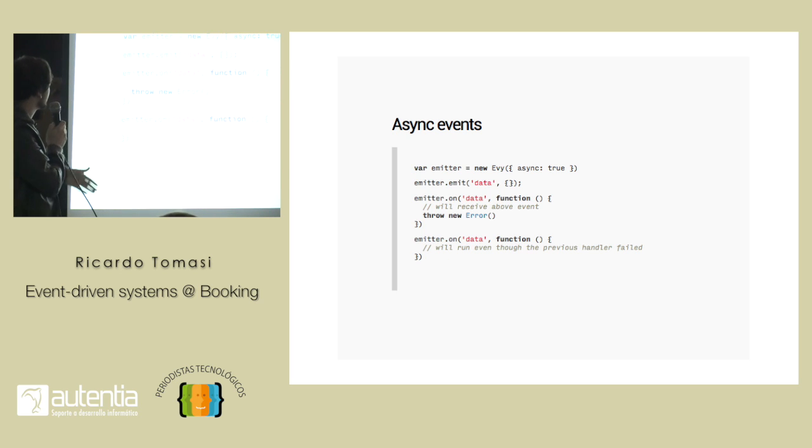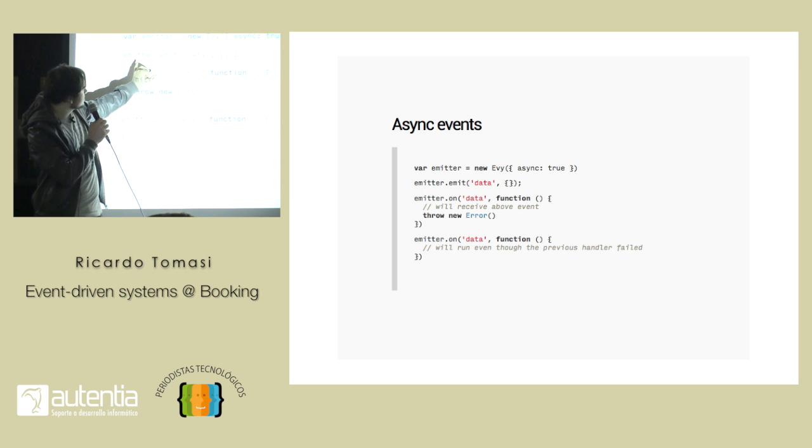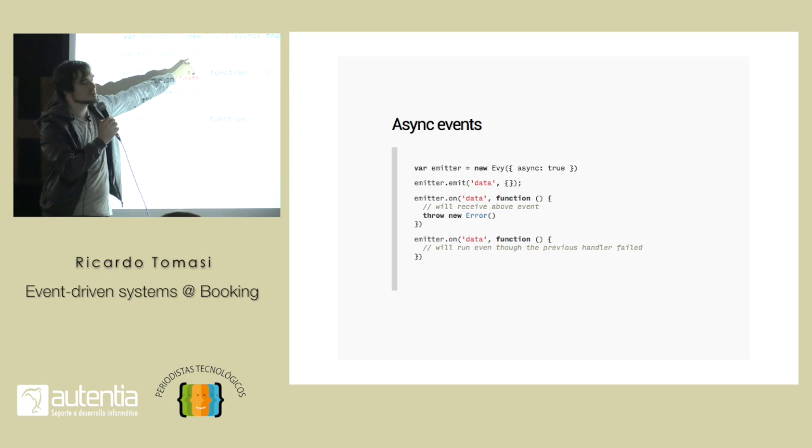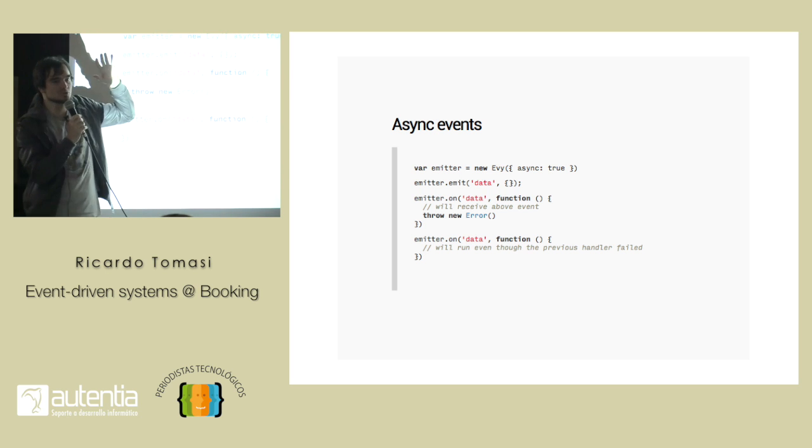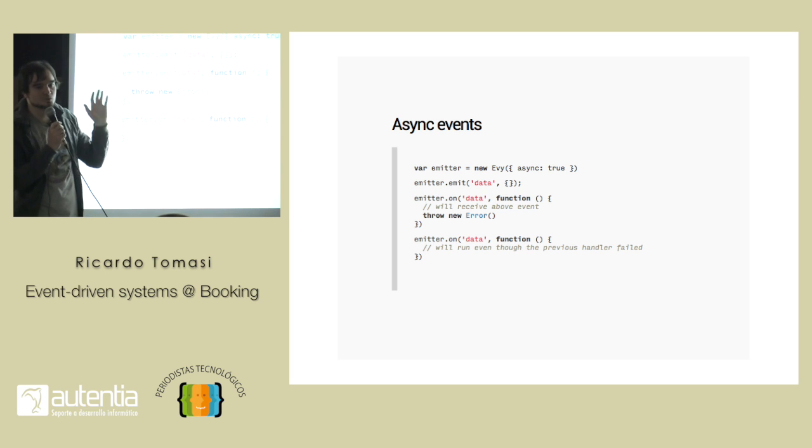And as I mentioned, we also have async events. So this gives us two things. One is the errors I mentioned. The second one is if you do this, so you send an event called data, and later on you listen for the data event. Usually with a normal emitter, what will happen is this runs synchronously. So emit data will go through all the handlers you have and run that code immediately. When you get here on data, nothing happens because it already fired.